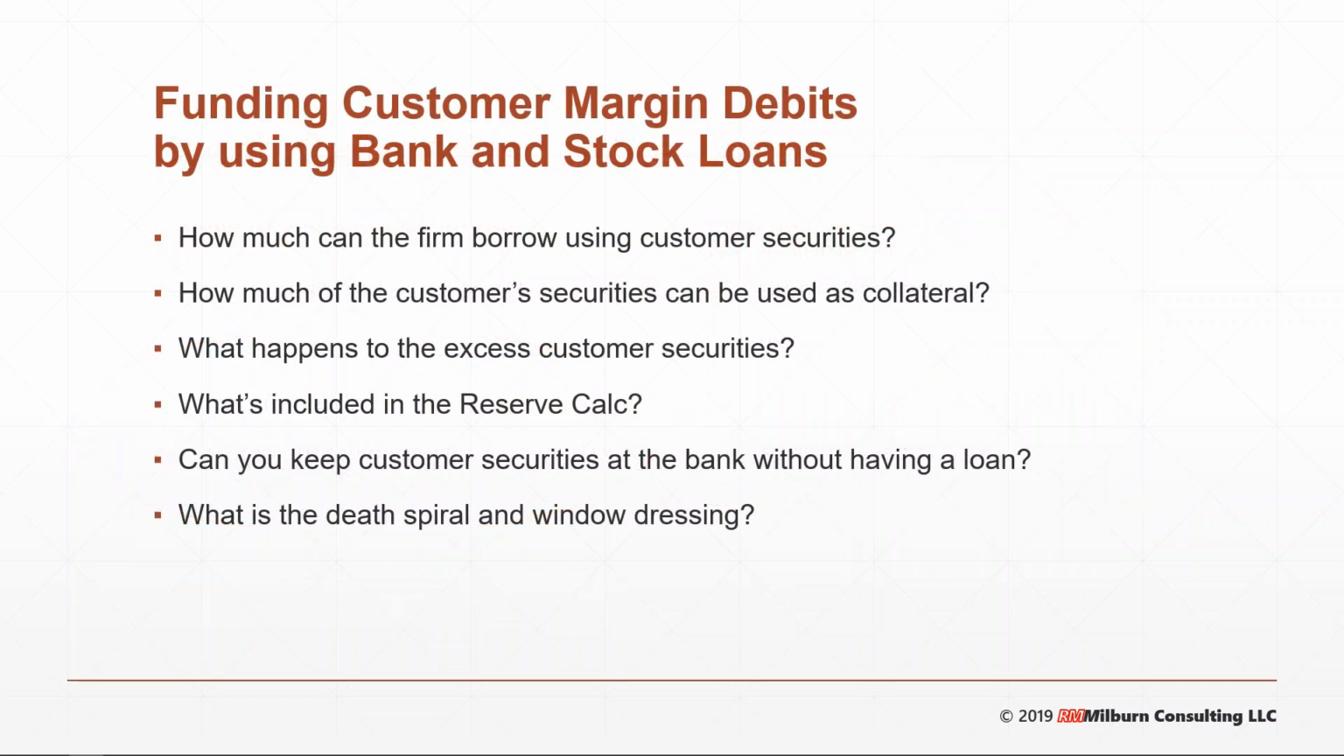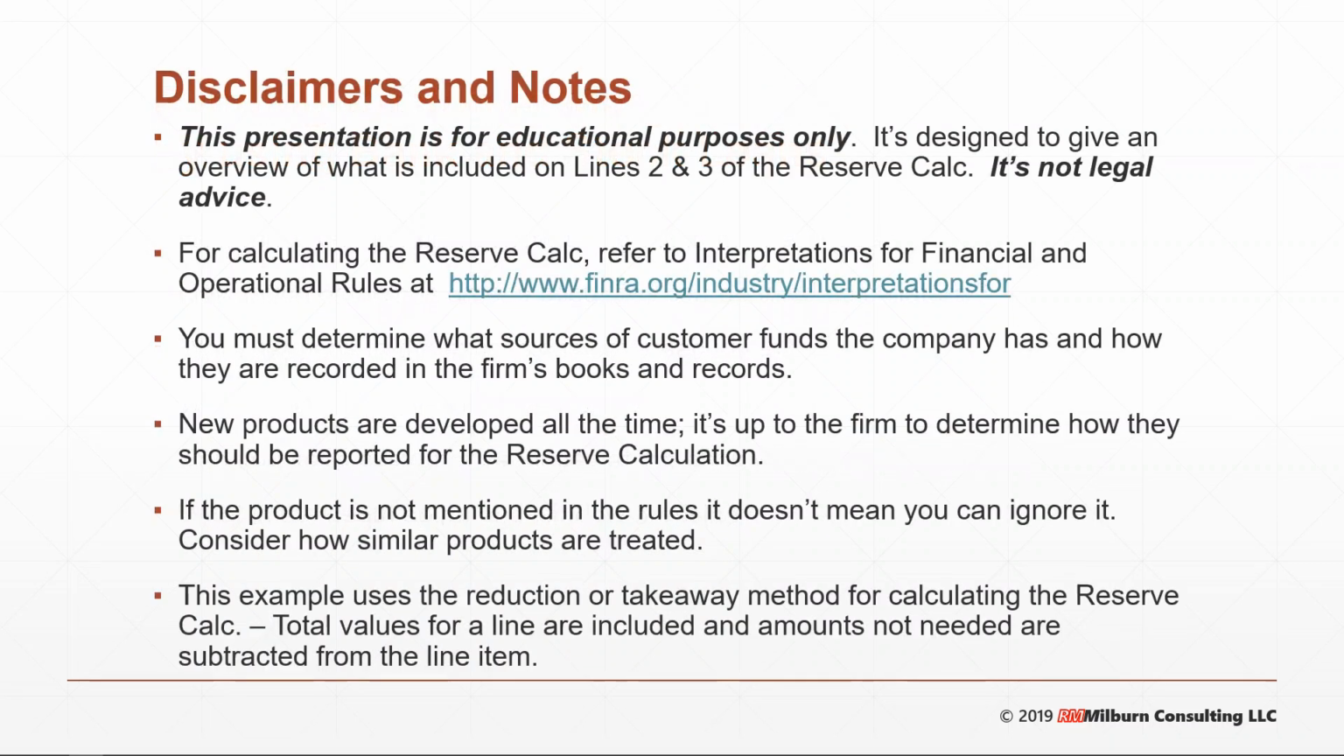So let's flip over to the next slide and discuss what we're going to be talking about today. The first one is how much can the firm borrow using customer securities? How much of the customer securities can be used as collateral? What happens if you've got excess customer securities? What do you have to include in the reserve calc? Can you keep customer securities at the bank if you don't have a loan? And what is a death spiral and window dressing?